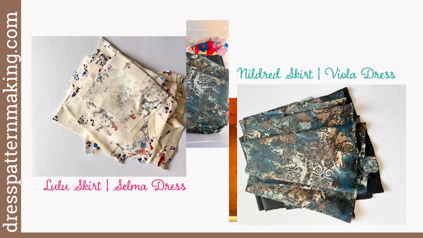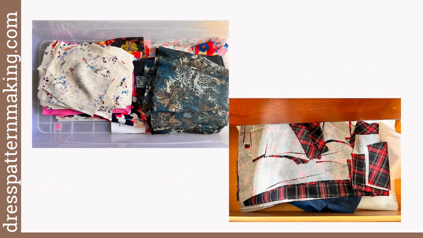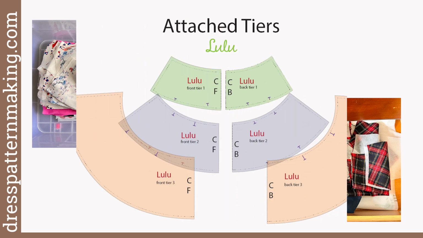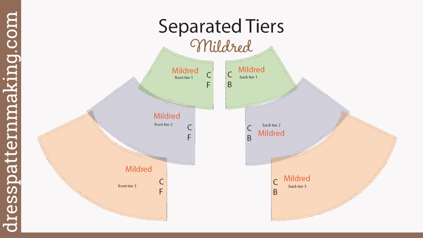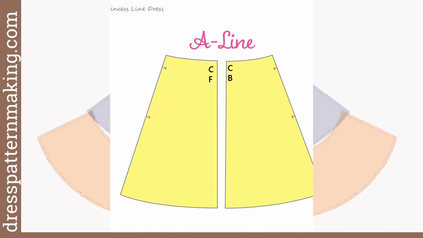Actually, I have about 20 dresses in all that I have cut out and not yet sewn at this point. Now, I know I don't need any more dresses, but as I only like to write instructions for things I've done and have examples to show, then I need to make more dresses. And it means I have to cover the attached tiers and separated tiers at some point in the future after I've made those dresses. So let's start with a two-piece A-line skirt.